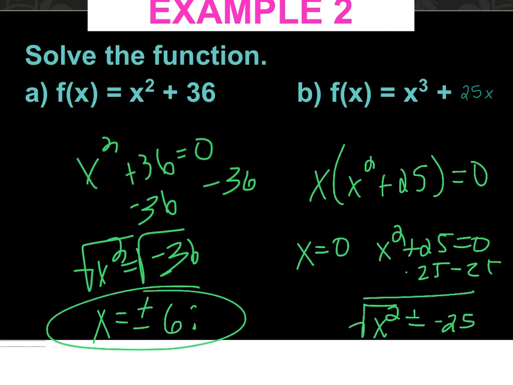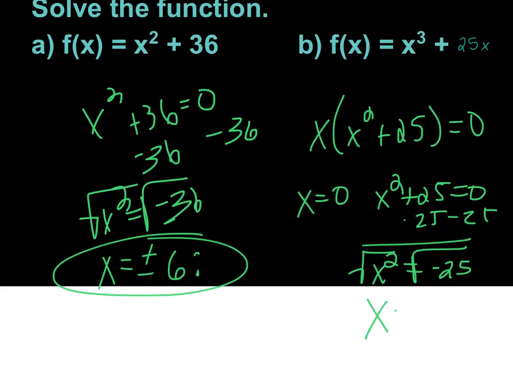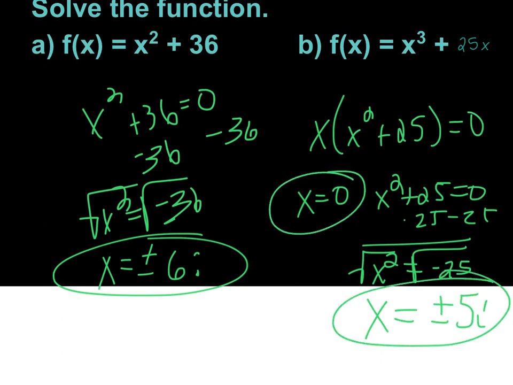Square root, good. So x equals what? Plus or minus 5i. Good. So I have 2 answers there and 1 there. How many zeros did I find? 3. What do you know about those zeros? One is real, 2 are imaginary. Good. Good.